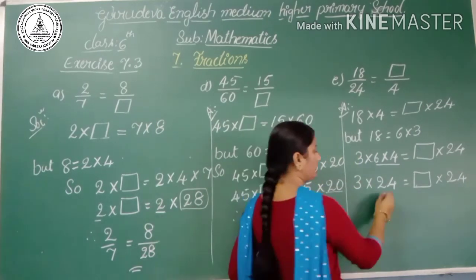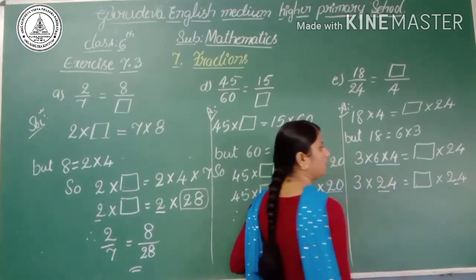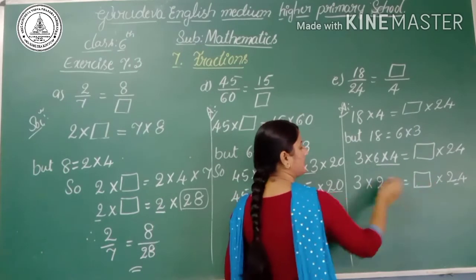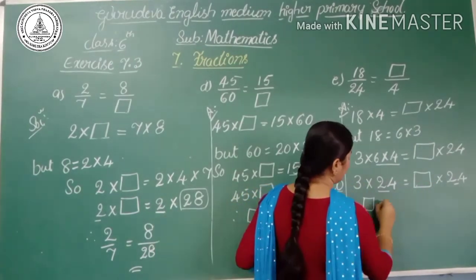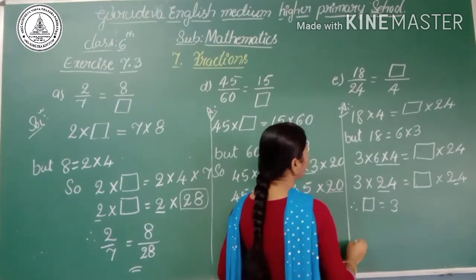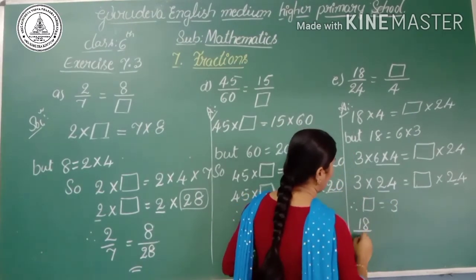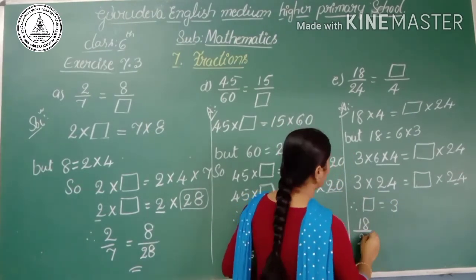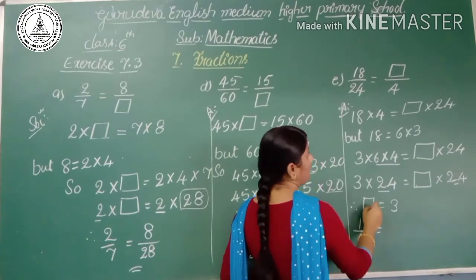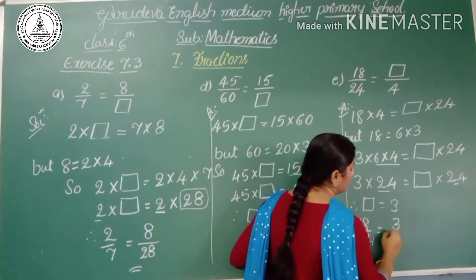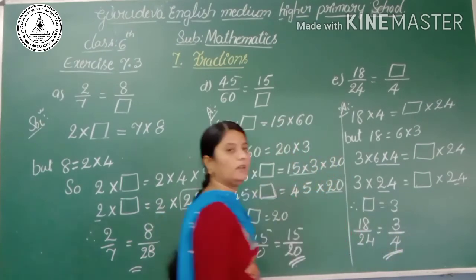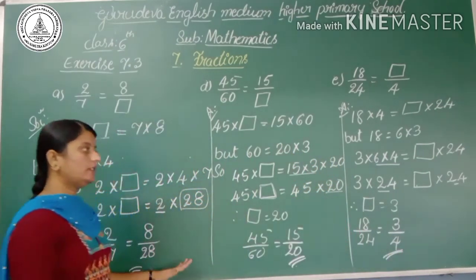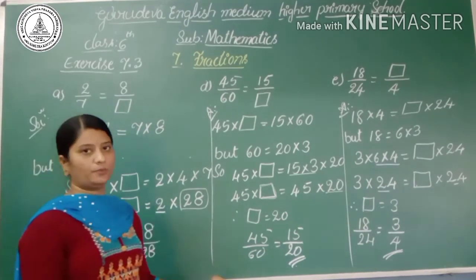Now you see here 24 equals 24, so the box is replaced by 3. Therefore box is equal to 3. Then finally write 18 divided by 24 equals box replaced by the number 3, divided by 4. Okay, yes. So like this we have to do the rest of the two problems.